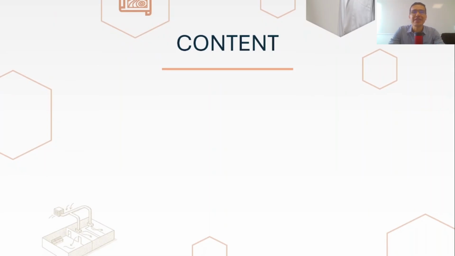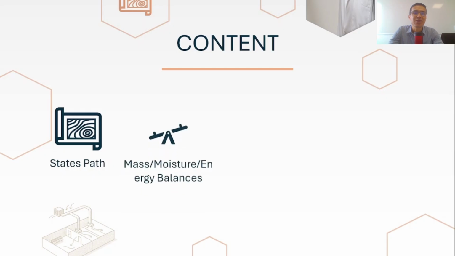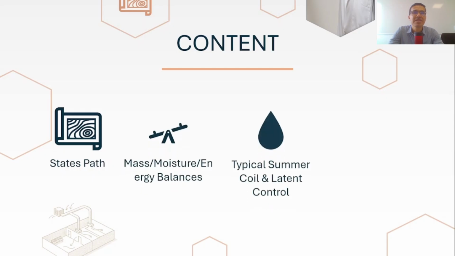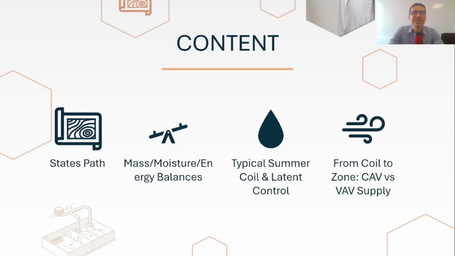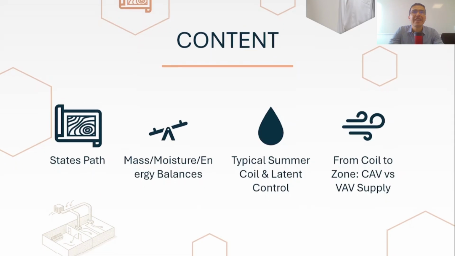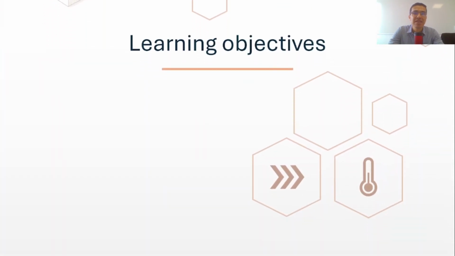First, the state path of a typical air distribution system for one zone. Second, the balances. Third, the typical summer dehumidification. And finally, how CAV and VAV set the supply state.